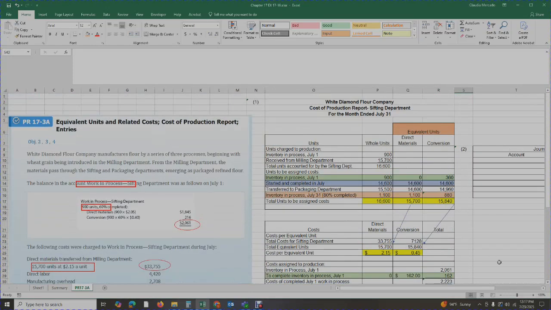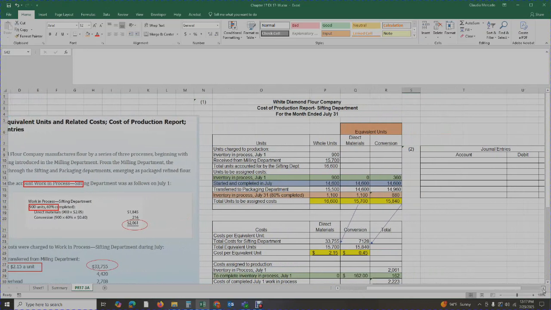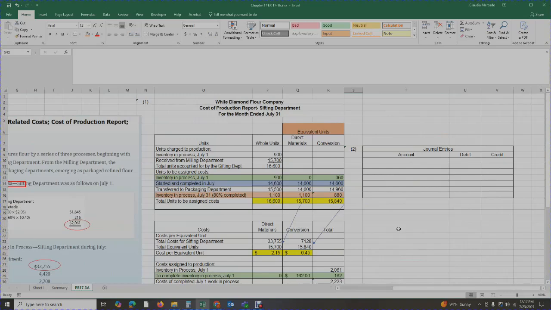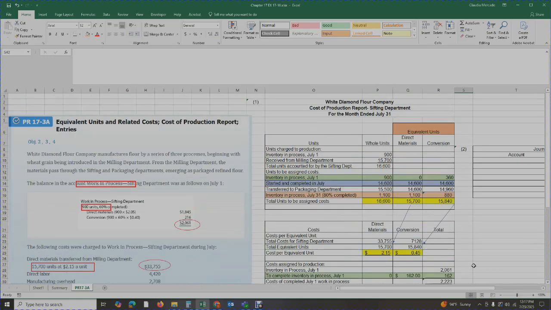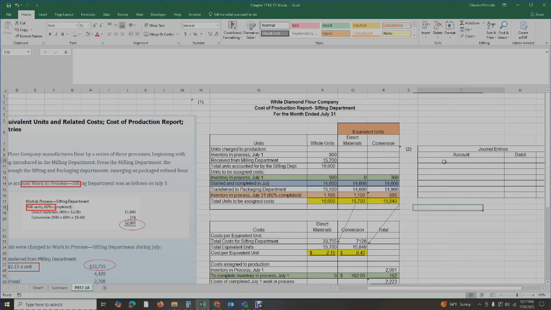Okay, once we're done with the cost of production report, the second requirement is for the journal entries. Now let's look at the journal entries. What are they asking? According to the problem, we have to journalize the entries for costs transferred from the milling to the sifting. So the first entry is going to be us moving the balance from the milling to the sifting.